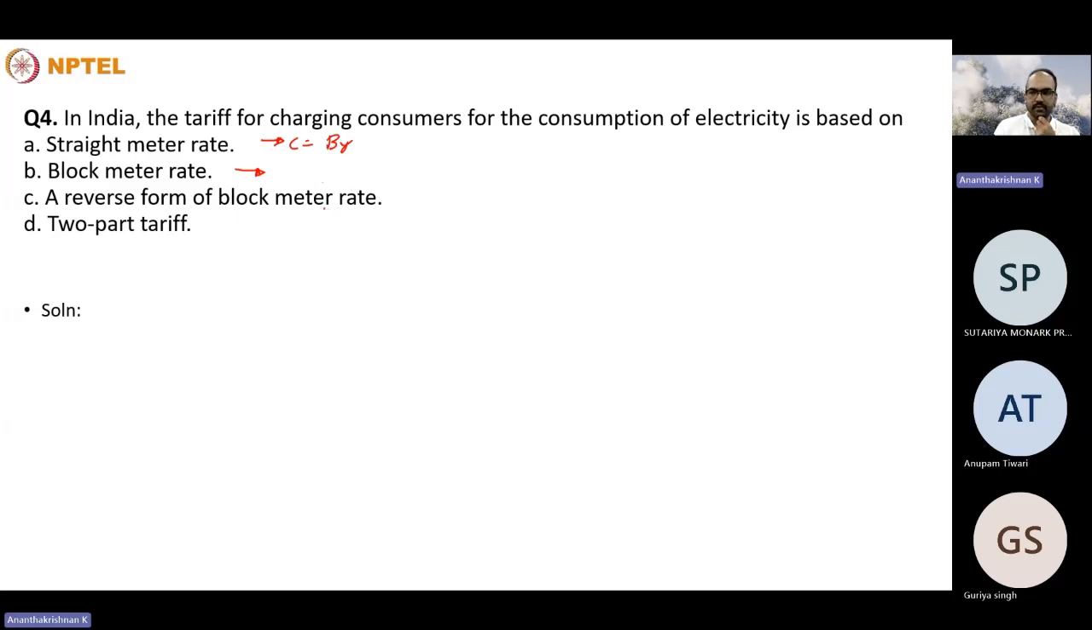And two-part tariff. Two-part tariff is actually the same thing that you have mentioned. It will have a fixed charge plus the variable, the dynamic running charge.